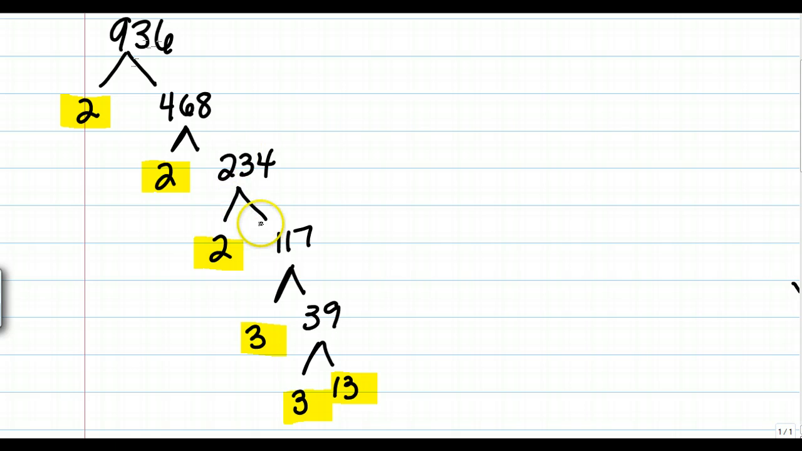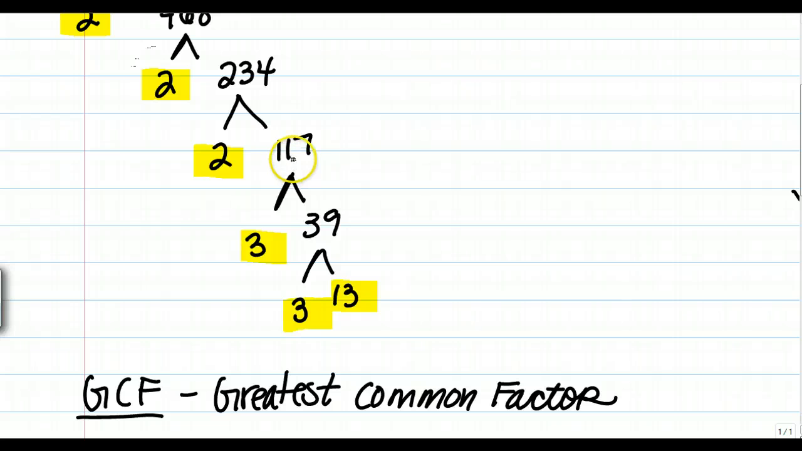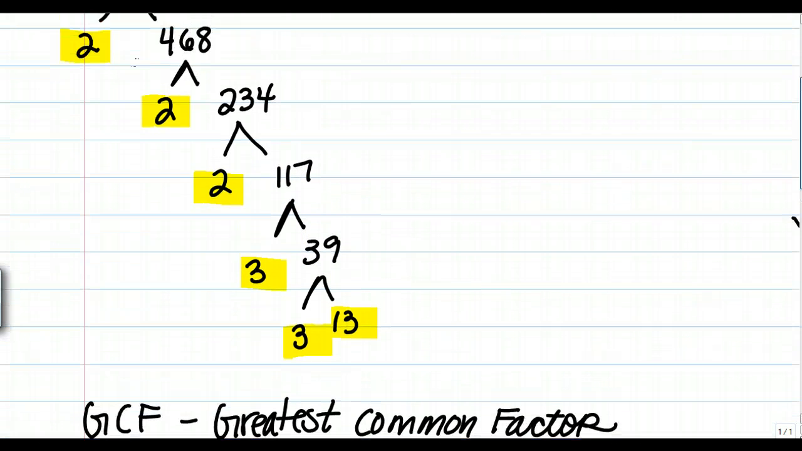Then I'd break down 234. 2 times 117 is 234. Then I would try to break down 117. And I know that 3 times 39 is 117. And then I try to break down 39, and 3 times 13 is 39. Now, the reason I stopped was because nothing besides 1 goes into 3, and nothing besides 1 goes into 13. So you can't break those numbers up.